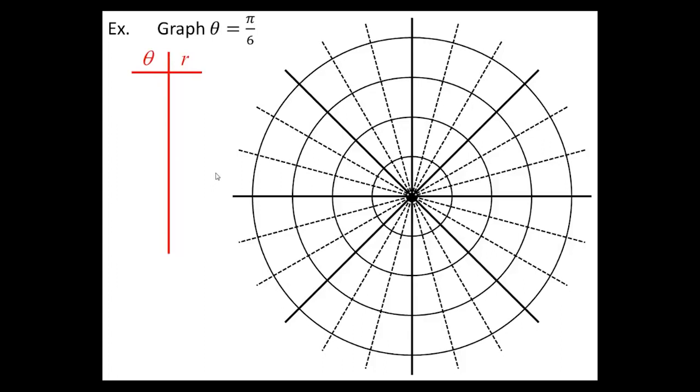Well, since theta equals pi over 6, I can only pick one angle value for theta. It has to be pi over 6. It can't be anything other than pi over 6. What doesn't matter is the radius. I can pick any radius that I want as long as the angle is pi over 6.